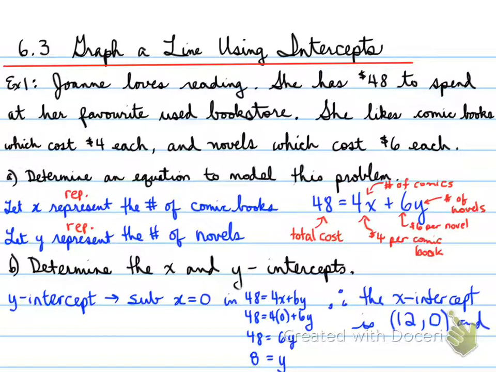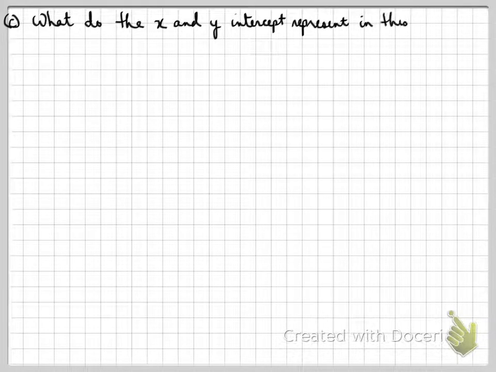So our final statement is the x-intercept is (12, 0), and the y-intercept is (0, 8). So we know the x-intercept and the y-intercept for this linear equation. Once we do that, part C asks, what do the x and y intercepts represent in this situation?